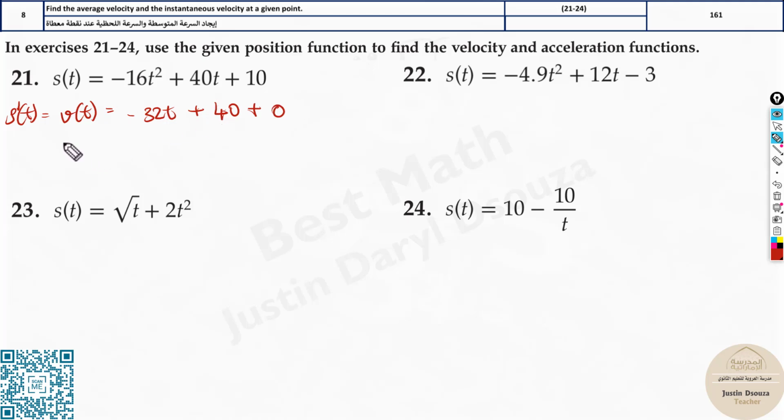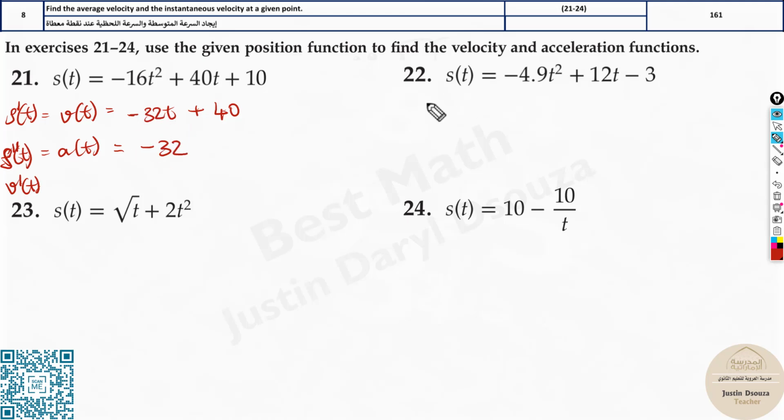That's it. What about the acceleration? They have not mentioned any specific time interval, so you just leave it like this. You can omit the last part, that is 0. What about this acceleration? Acceleration is the double derivative of s, that's the position, or it is the single derivative of the velocity. So basically, we'll derive this velocity and you'll get acceleration. The derivative of minus 32 will be minus 32 only, and this will be 0. So that's the answer.